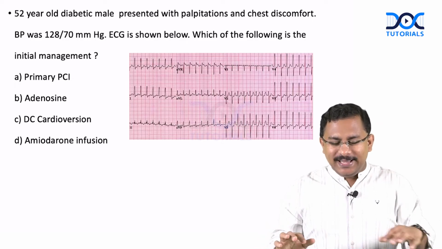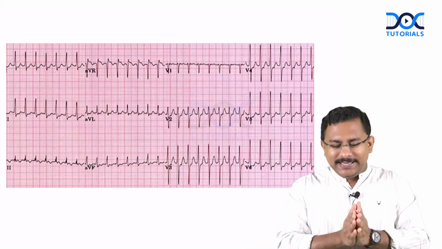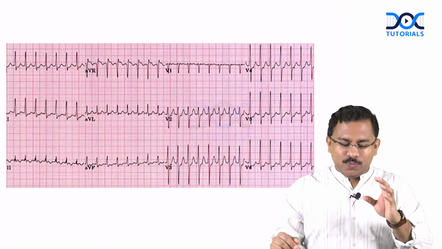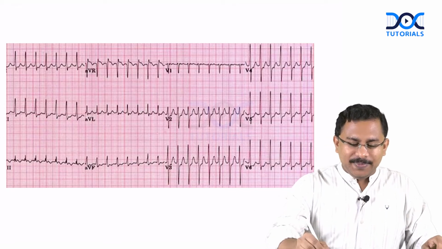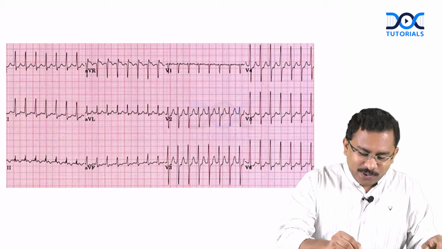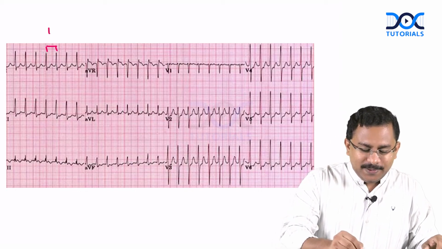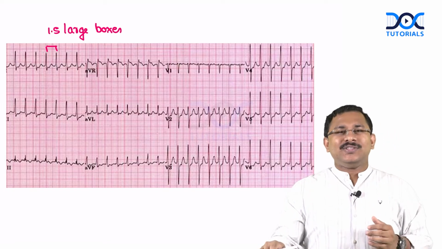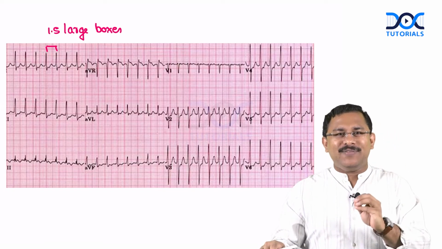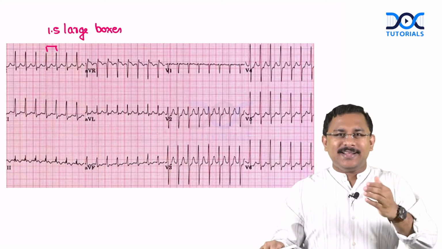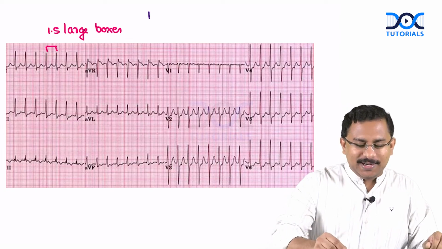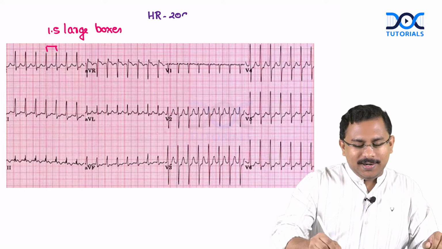Let's have a close look at the ECG of this patient. When you analyze the ECG, something that is very striking on first look is the heart rate, right? When you look at the heart rate, you can see that you have 1.5 large boxes between the consecutive R waves. So RR interval is around 1.5 large squares. So heart rate is 300 divided by 1.5, which is 200 per minute. So the heart rate in this condition is 200 per minute.